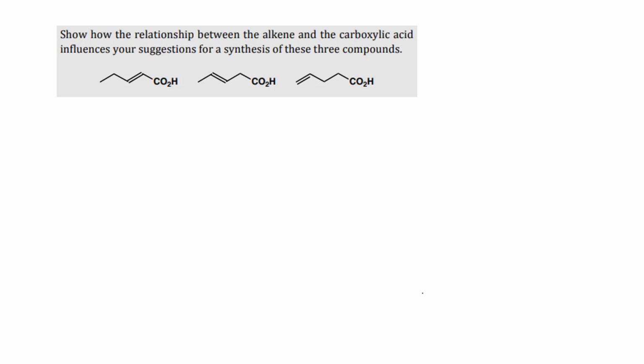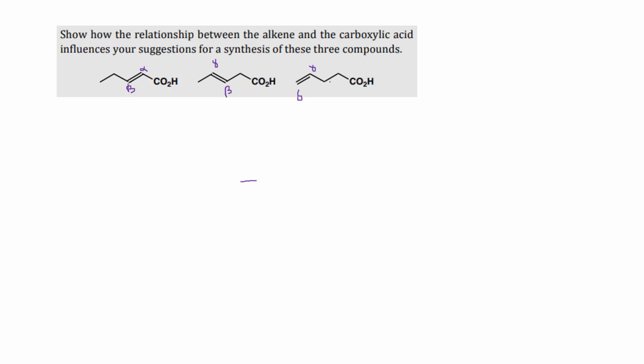Show how the relationship between the alkene and the carboxylic acid influences the suggestion for the synthesis of 3 compounds. So see, all the 3 compounds have an alkene group and the acid group, but the difference is the position of the alkene with respect to the acid. In this one, the alkene is at the alpha beta position, whereas in this case it is at beta gamma position. In this case, this is a gamma delta alkene.